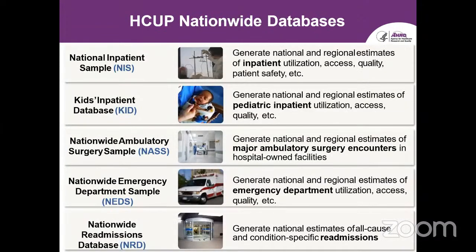Continued, we've got the NIS, which is the National Inpatient Sample. It generates national and regional estimates of inpatient utilization, access, quality, patient safety, and so on. As we mentioned earlier, there's also the KIDS inpatient database, and it does the same thing, but for the pediatric population. We've got the NASS, or the Nationwide Ambulatory Surgery Sample, which provides data within that field. The emergency department sample is called NEDS. And then we've got the Nationwide Readmissions Database, or NRD, which generates national estimates of all-cause and condition-specific readmissions.